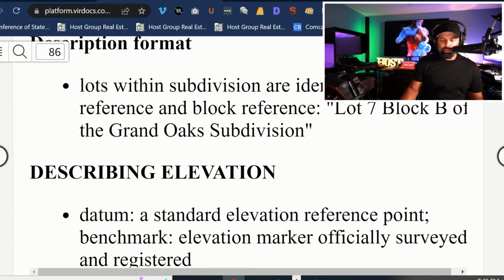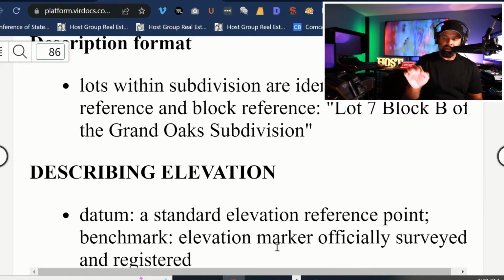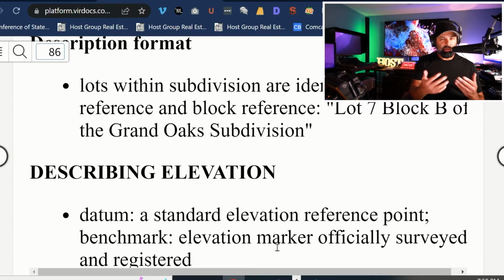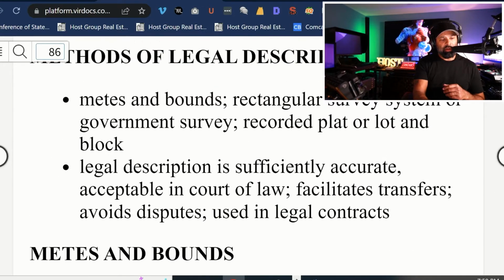And then the last thing that we learned about in Unit 9 is describing elevations. What is a datum? It is a standard elevation reference point. And a benchmark is an elevation marker officially surveyed and registered. So those are datums and benchmarks, pretty much just vocab phrases. Those are things you might just see as a vocab phrase. And that is all of the information that we learned in Unit 9.